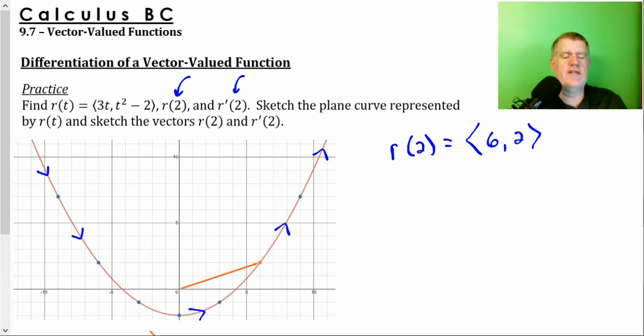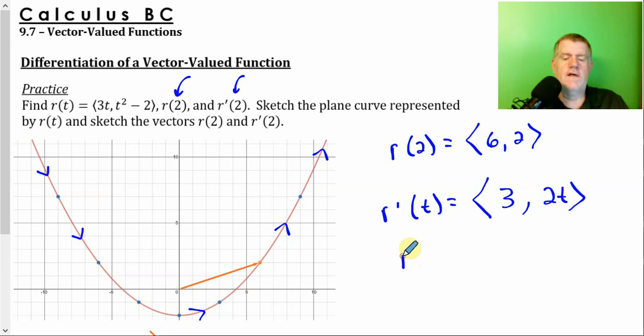Now we're going to take the derivative of this, and the derivative of a vector function is just like the derivative of all the other things. Derivative of each part. What's the derivative of 3t? 3. What's the derivative of t squared minus 2? 2t. I'm going to plug in 2. I'm going to get the vector of 3, 4.